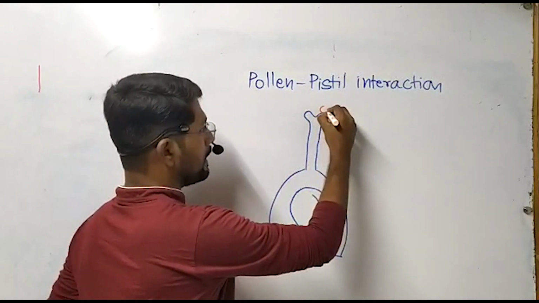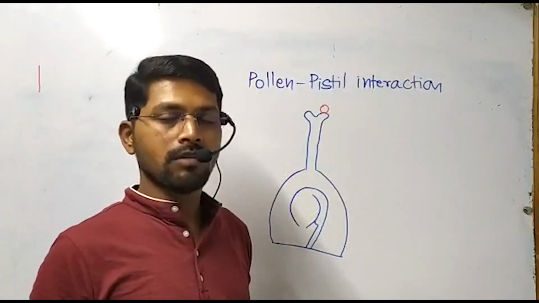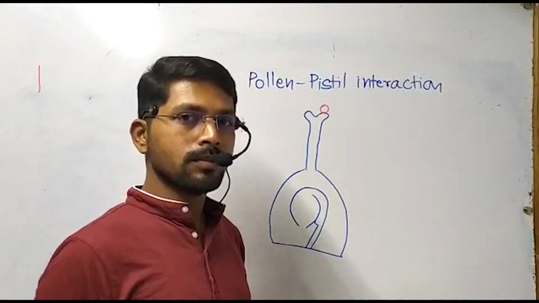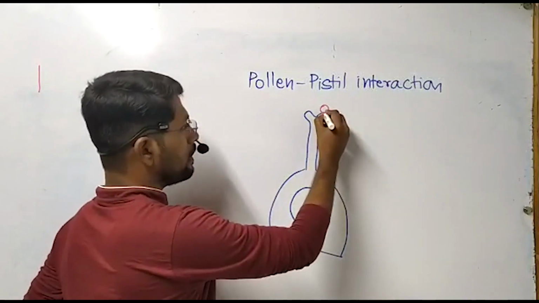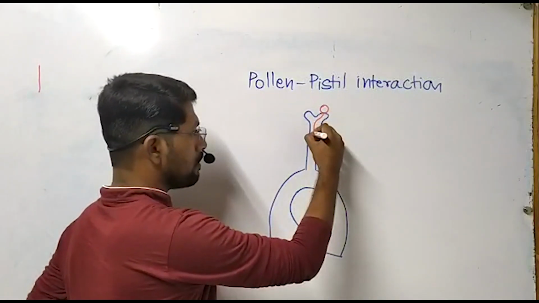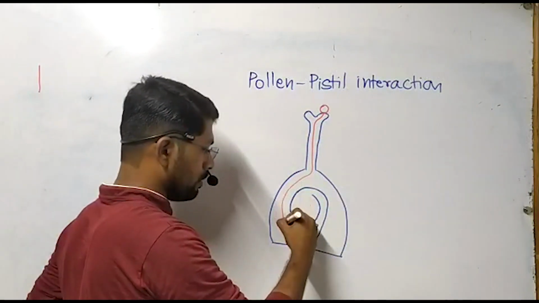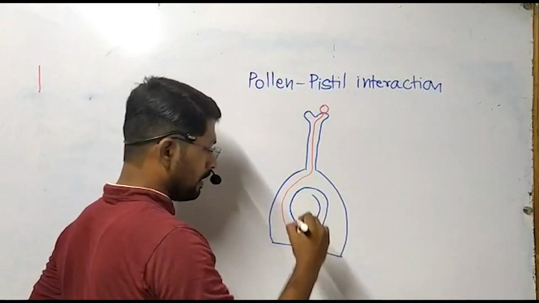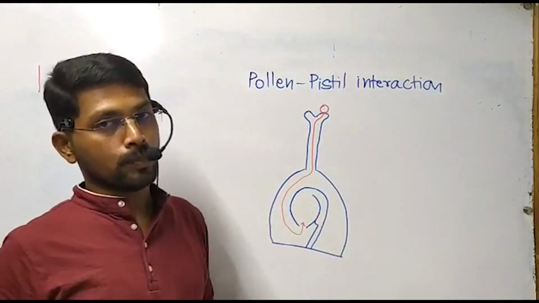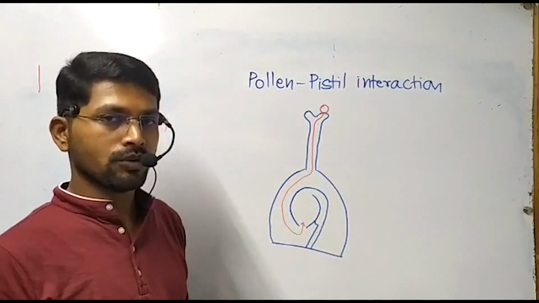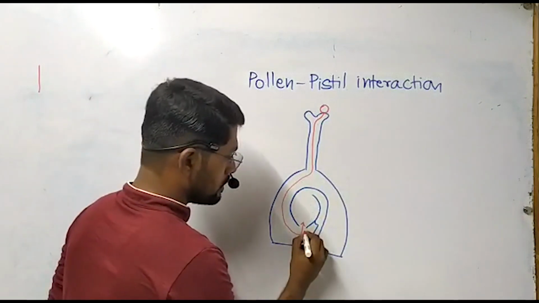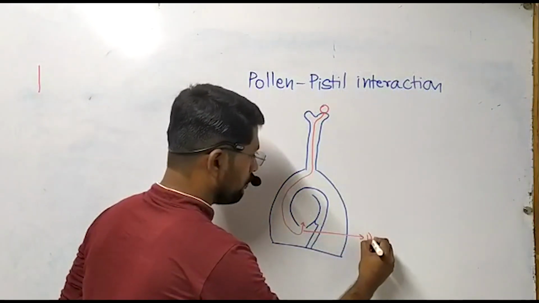Suppose this is the right type of pollen selected by the stigma for germination. It will produce the pollen tube, and this pollen tube will run from the stigma to the style, finally enter into the ovary and then enter into the ovule through the micropyle, which is the very common course of entry. Now this is denoted here, the first type.